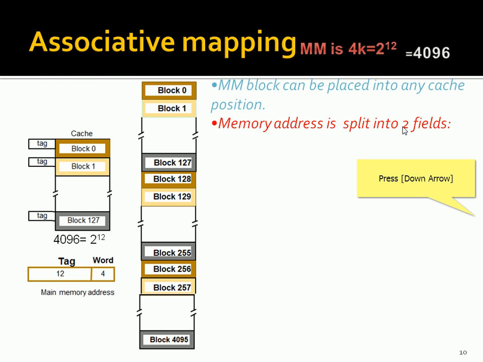What is a word? 4 bits will be the word, that is 2 power 4 equals 16, so each block has 16 words. What is the 12? 2 power 12 is 4096, so 4K. That is a unique identification of all the locations from 0 to 4095. So that 12 bits is required, that 2 power 12, so that 0 to 4095 you can uniquely identify.